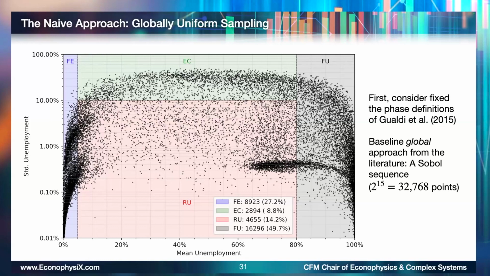And so the question is, can we do better? Can we try to get a uniform sampling of the space of observables vis-a-vis the space of parameters?